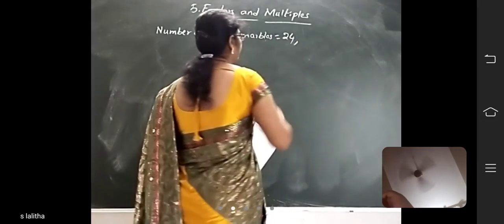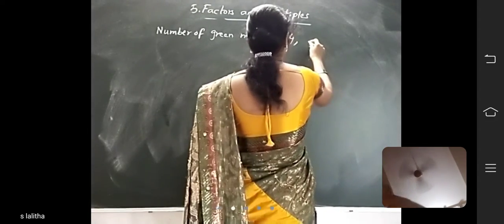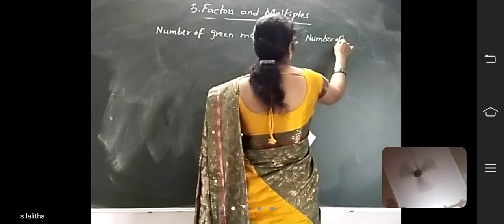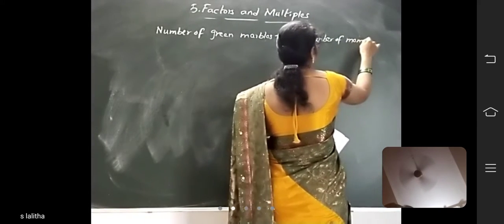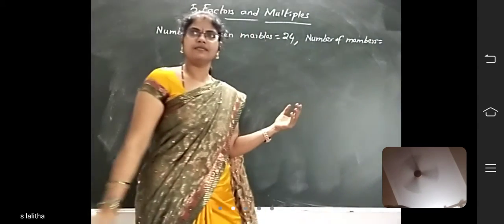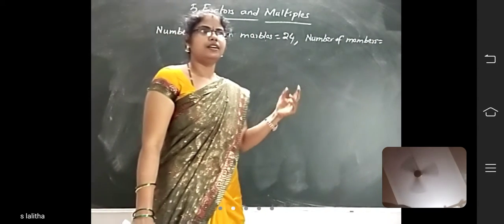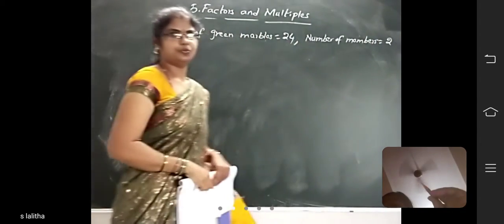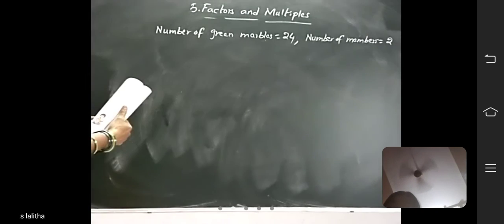Next, put the comma there. Number of members. How many members like green marbles? 2 members. So number of members is equal to 2. Okay.